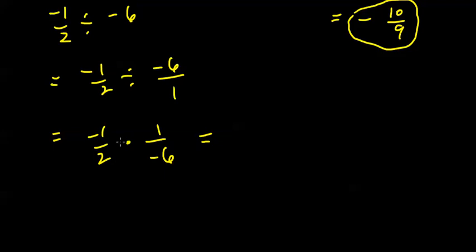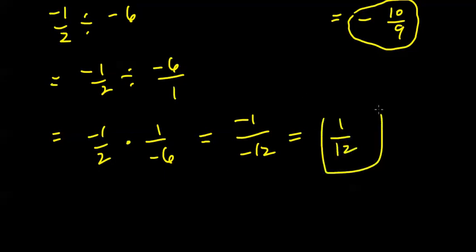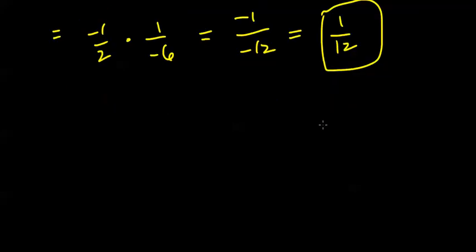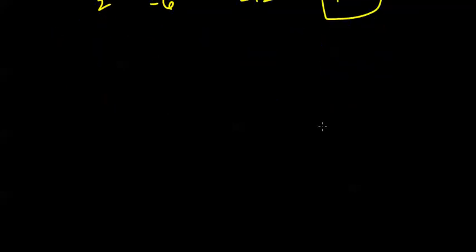Alright, and again, no simplification I can do really. I can't cross-cancel anything, so I'll just multiply across now. I end up with minus 1 over minus 12, and I would not accept this as a final answer. You really need to simplify as much as you can at this level. And of course, a negative over a negative is a positive 1/12. Alright. Let's go on to the next one.